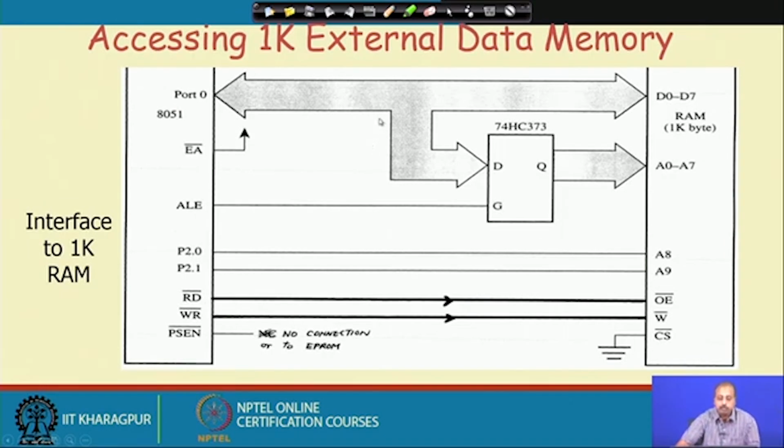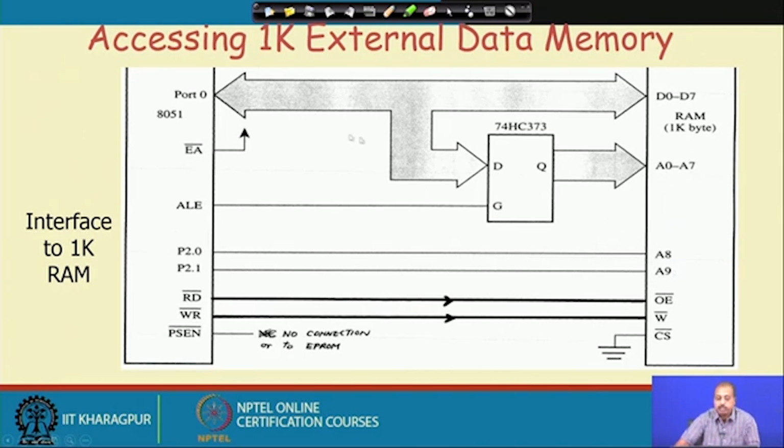On the other hand, if we look into the external data memory connection, we have a connection like this. Suppose we are going to connect 1 kilobyte of RAM. Suppose the RAM we are connecting is only 1 kilobyte long. So, 1 kilobyte means the RAM will have 10 address lines. This memory chip has 10 address lines, A0 to A9.